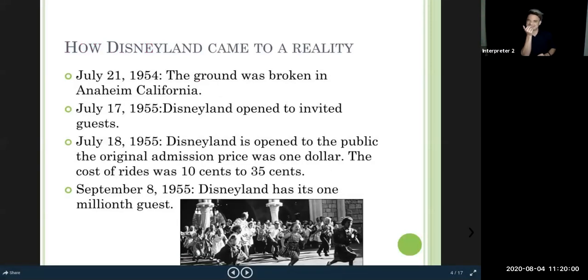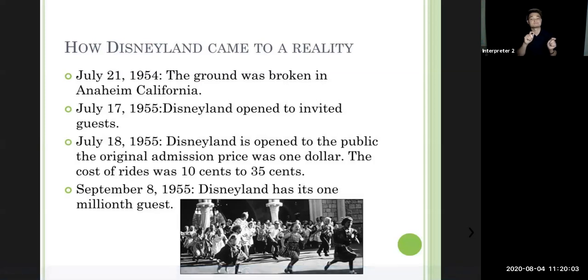On this next slide, pretty much it talks about important dates. So on July 21st, 1954, the ground was broken in Anaheim, California. Guys, less than a year, from nothing he created Disneyland. On July 17, 1955, Disneyland opened to invited guests. But in reality, it was way more because those invited guests made copies of the invitation and sold them and given out. And so there was a lot of people wanting to go inside the park.